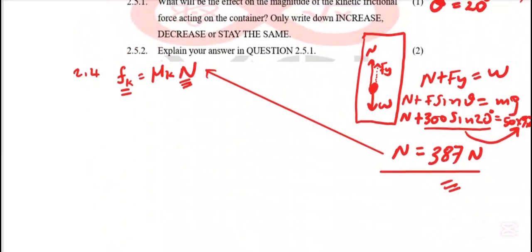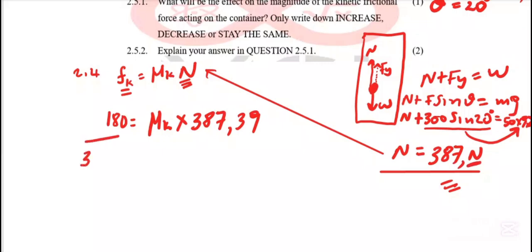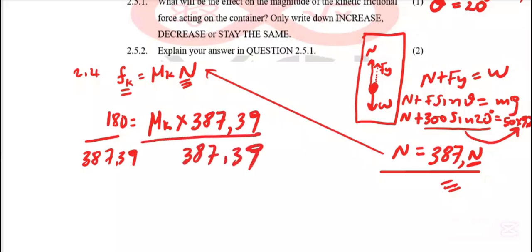as 387.39 newtons. Substitute, so we have 180 is equal to the coefficient of kinetic friction times the normal force, 387.39. Okay, so there is 39 here. Then we divide by 387.39. Then we get the coefficient of kinetic friction.